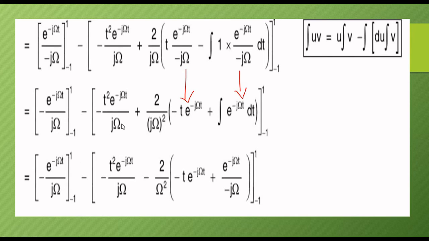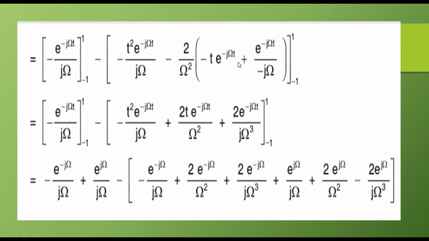First term remains the same. Second term also remains the same. But just check what has happened to the third term and the fourth term. Your third term is 2 by j omega whole squared. So what is j squared? j squared is -1. So then you substitute it as minus here, and it has become 2 by omega squared. Minus t e power minus j omega t, it remains the same. So integral e power minus j omega t dt. On integration, what has happened? E power minus j omega t by minus j omega. Now we will substitute the limits in the next step.